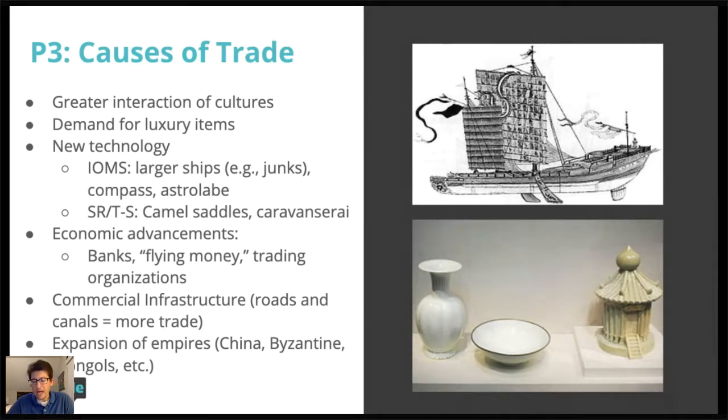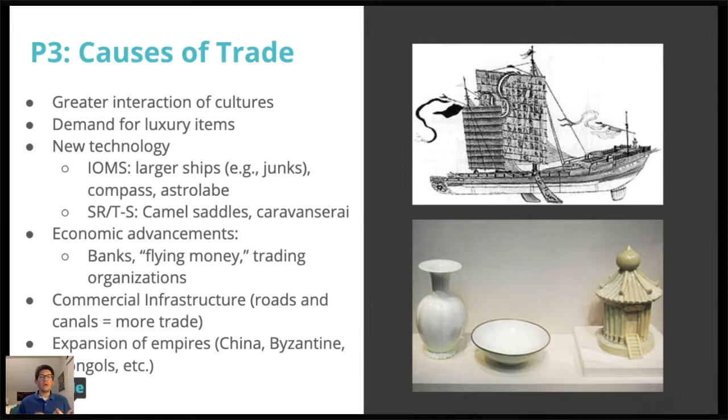Along with that, in pretty much every case, anytime we see an expansion of trade, it's usually partially due to new trading technologies. In the Indian Ocean, one of the reasons this network becomes dominant is because of larger ships. For example, Chinese junk ships, which are used for trade in the Indian Ocean. They can carry much larger goods.